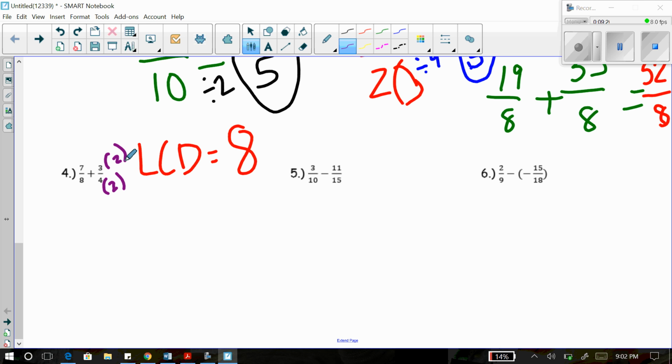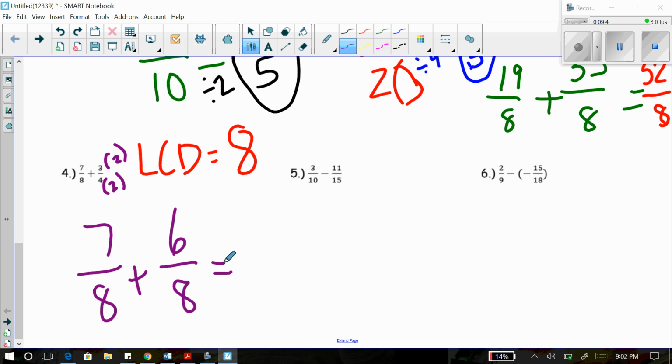You may have learned this a different way. This is the way I do it. If you have another little trick, I would love to hear it on Thursday. So 7/8 plus 3 times 2, which is 6, over 4 times 2, which is 8. That's what I mean by rewrite your fractions.